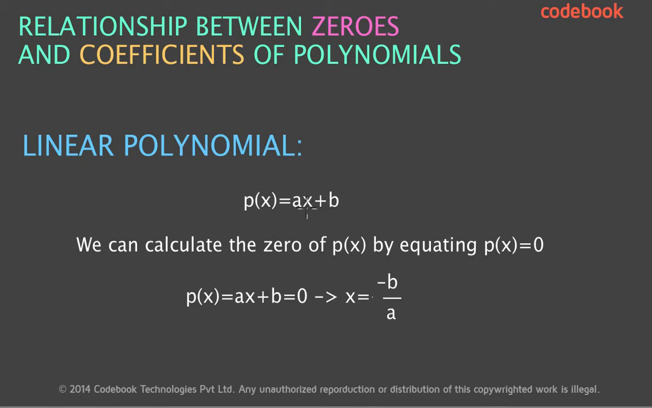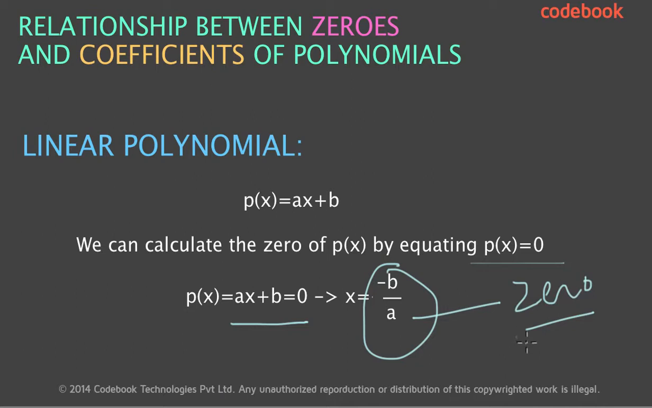In order to compute the zero of this polynomial, we equate p of x to 0 and then find the value of x. So if you put p of x equal to 0, as you have seen here, then ax plus b becomes 0 and x is nothing but minus b by a. Here minus b by a is the zero of the polynomial or root of the polynomial, right?